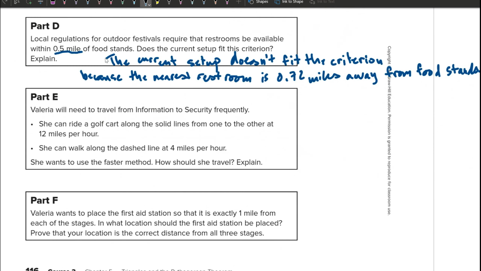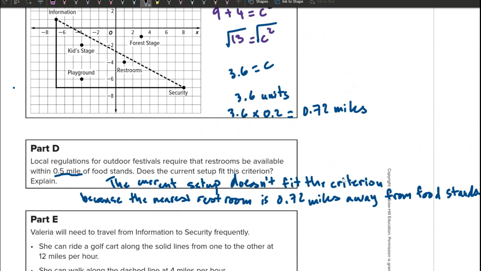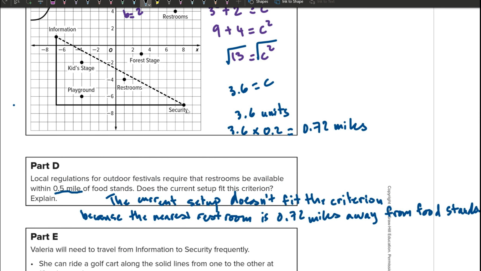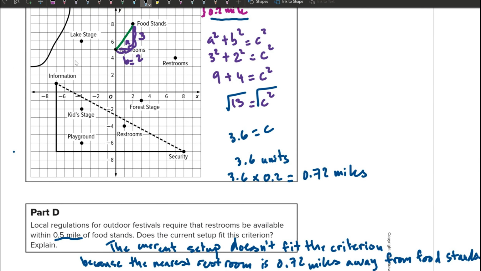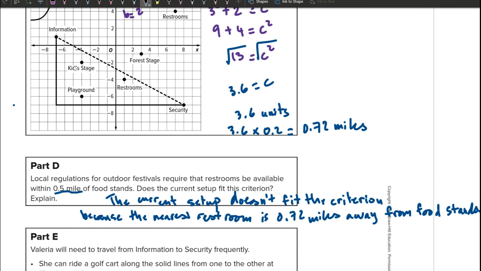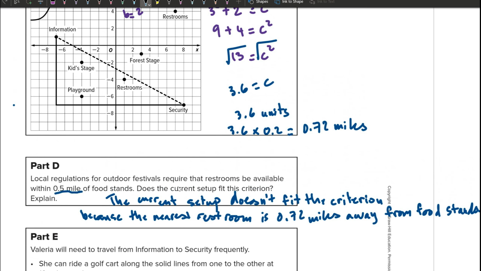All right, we're heading to problem E. Valeria will need to travel from information to security frequently. She can ride the golf cart along the solid line from one to the other at 12 miles per hour. Okay, which means she goes around at 12 miles per hour. So that is this one. She can walk along the dashed line at 4 miles per hour. She wants to use the faster method. How would she travel?